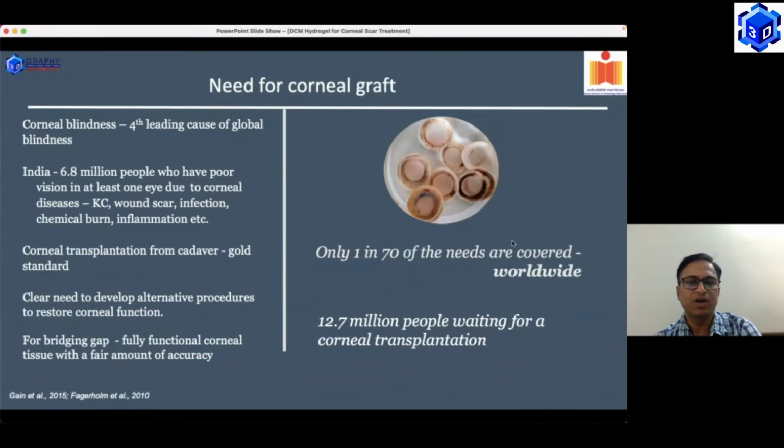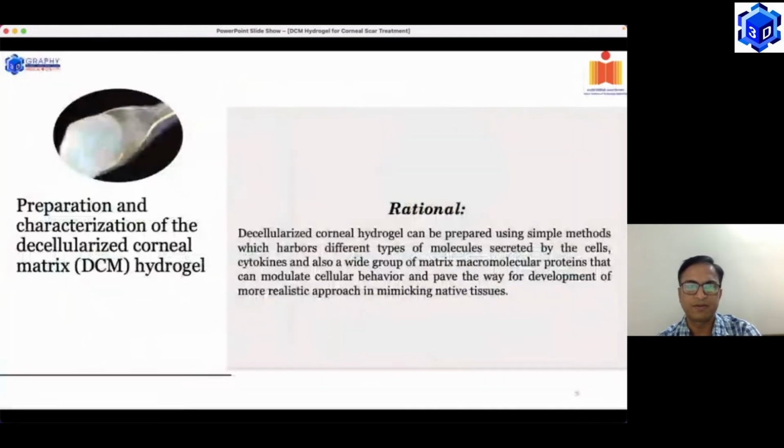But if you see, only 1 in 70 in the world get the transplant, almost 69 in 70 are waiting for a corneal transplant, and this is the number, 12.7 million people are waiting for a corneal transplantation. So we need to come up with a solution where we can bridge the gap between this hugely skewed demand and supply of corneal graft.